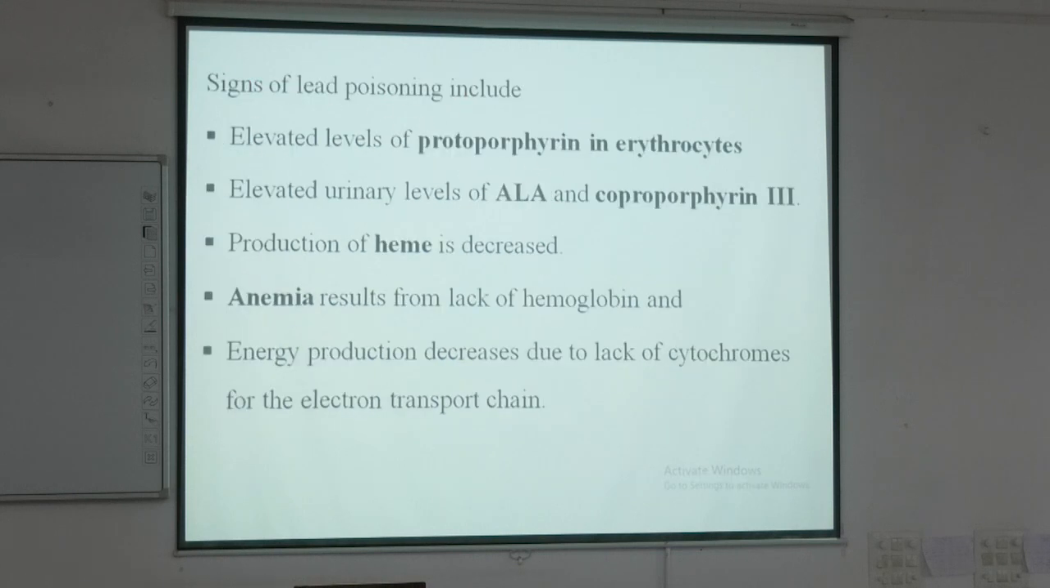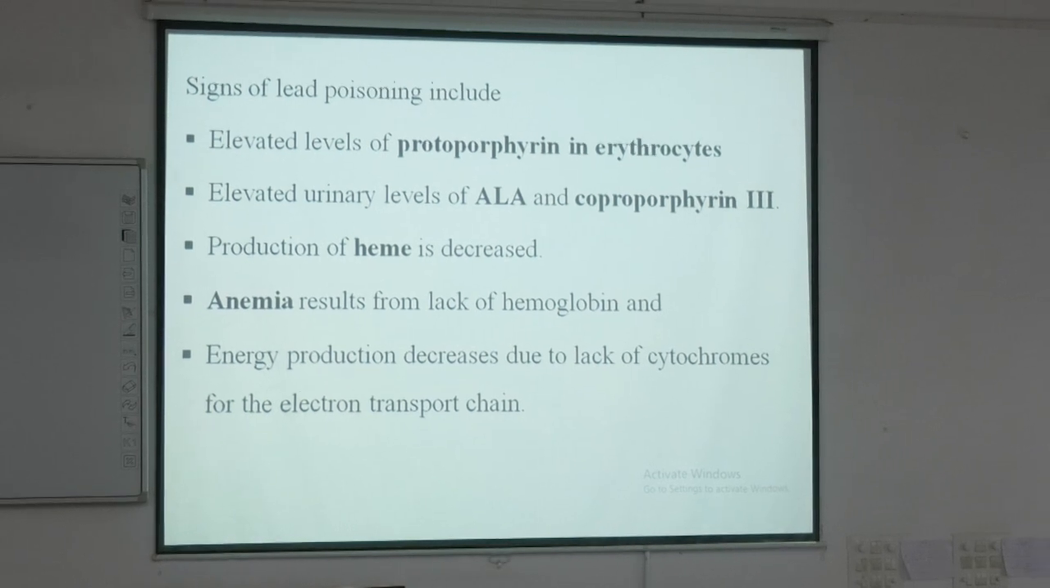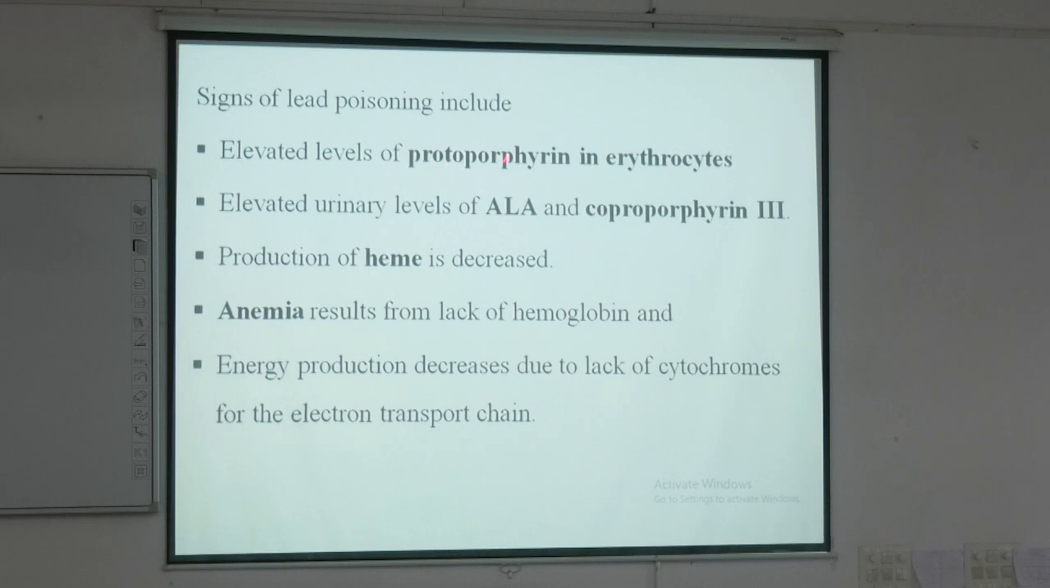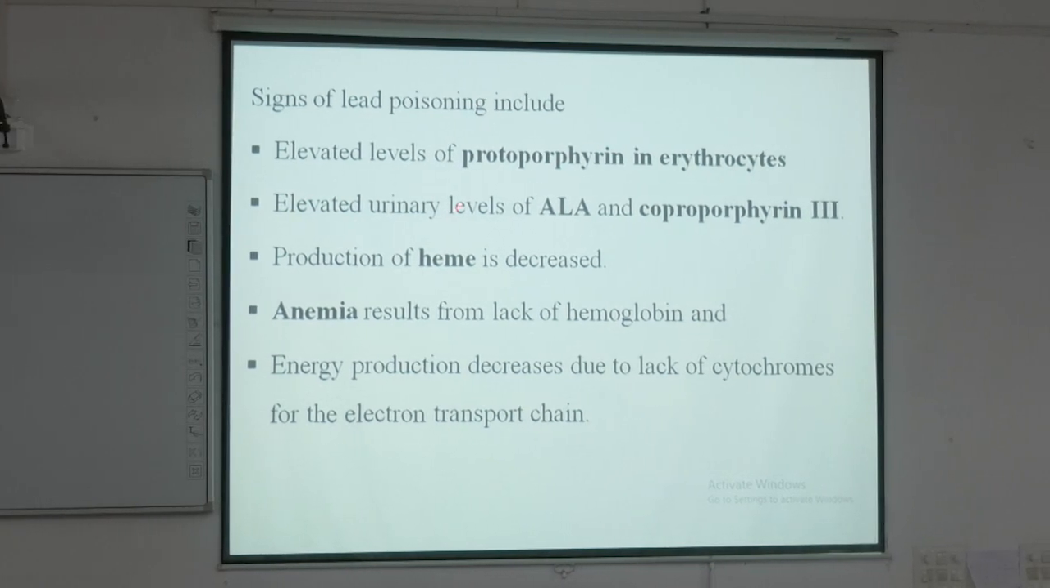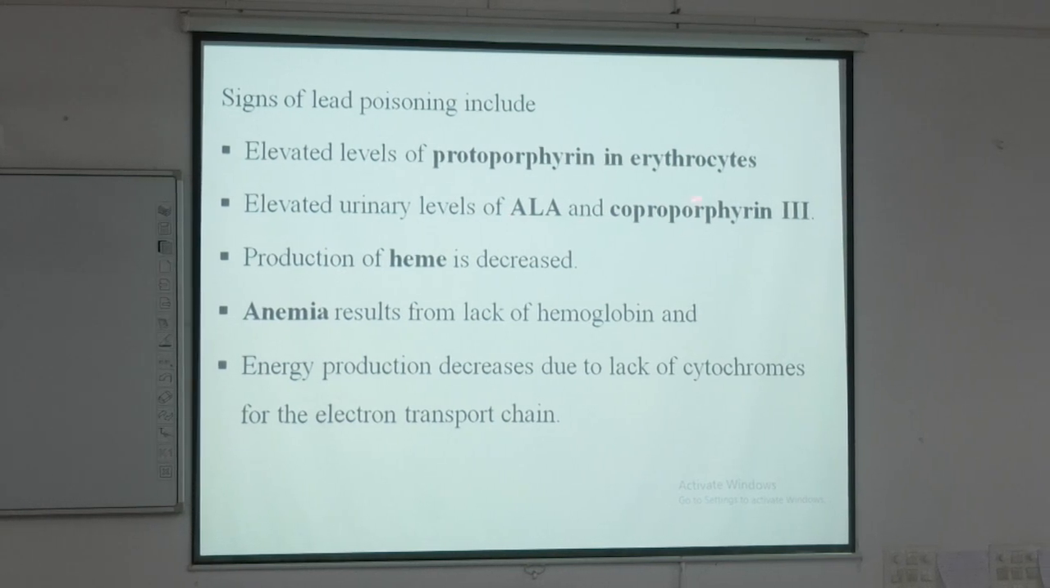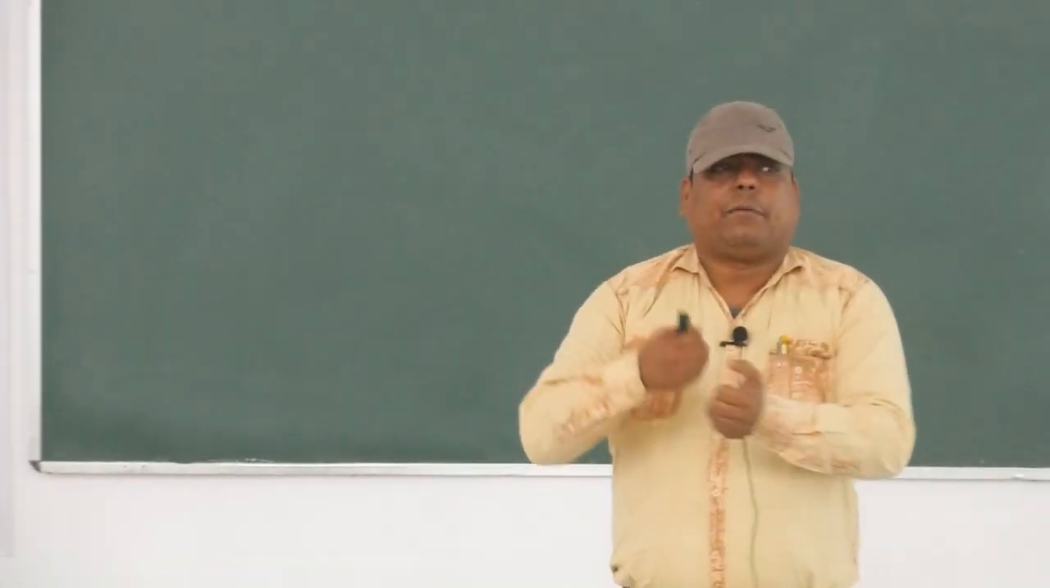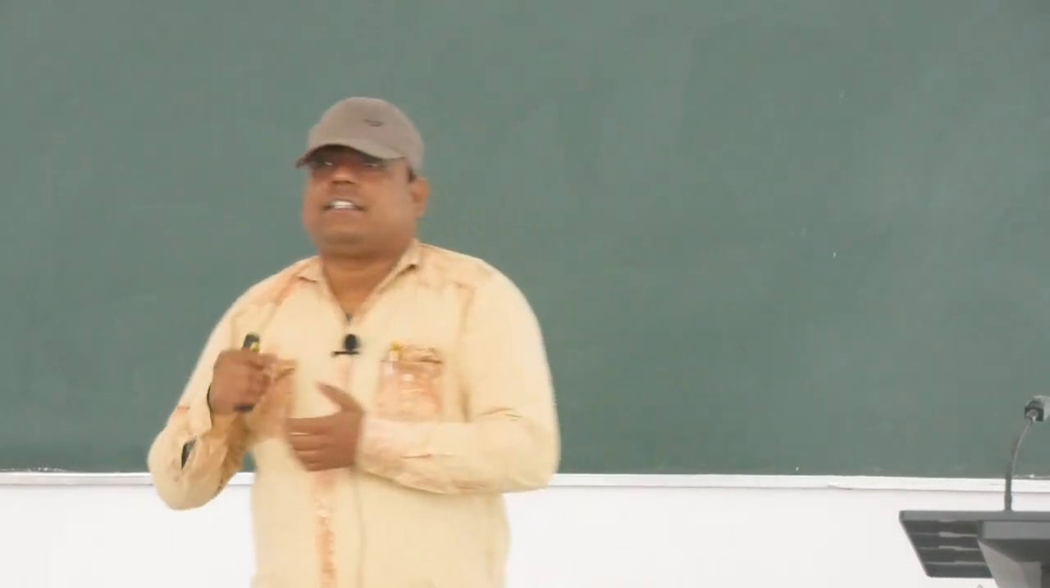Now, signs of lead poisoning. The first thing you will write here: the disorder may be genetic or acquired, and lead poisoning is acquired. There is an elevated level of protoporphyrin in the erythrocytes, and elevated urinary levels of ALA and coproporphyrin III. Why are ALA and coproporphyrin excreted in the urine? Can anyone give the answer? Because they accumulate in the body due to the enzyme defect. Enzymes are not metabolizing these substrates, so they become excreted in the urine.